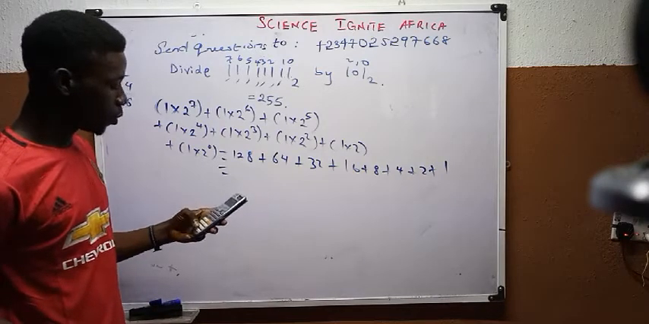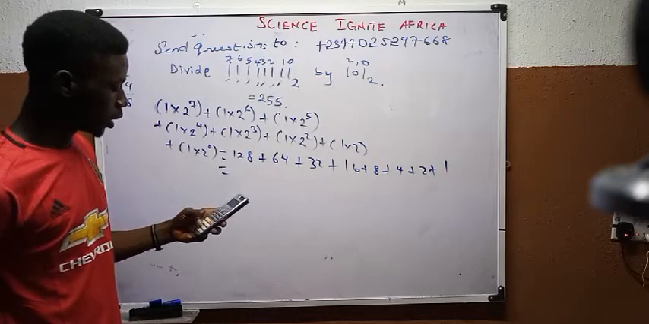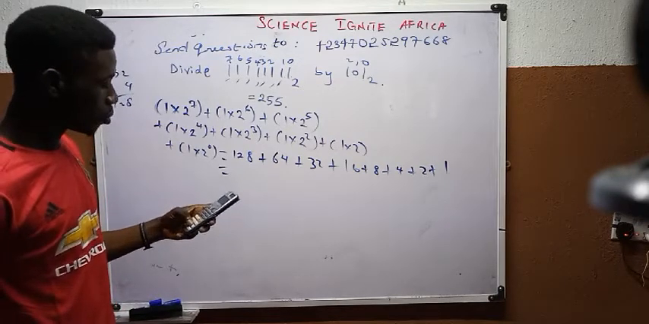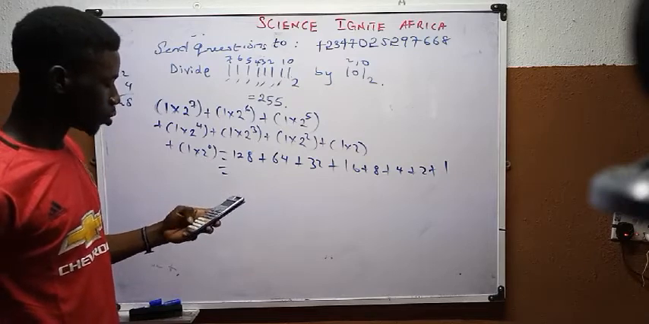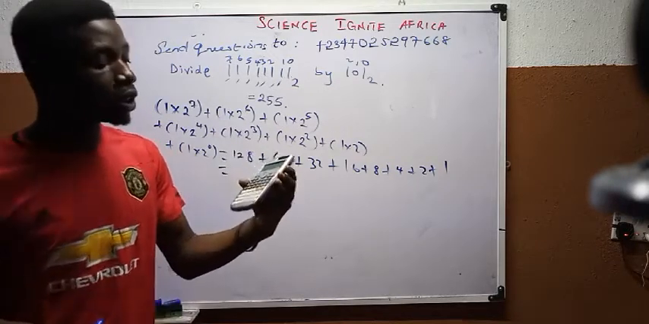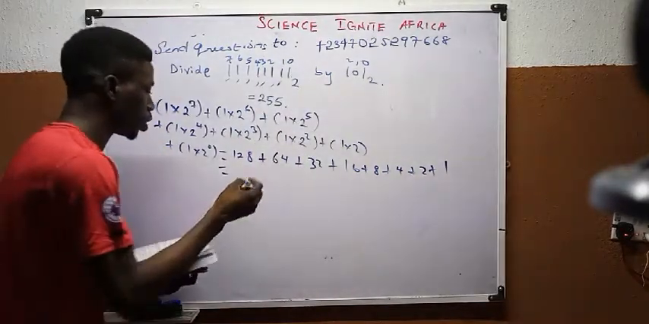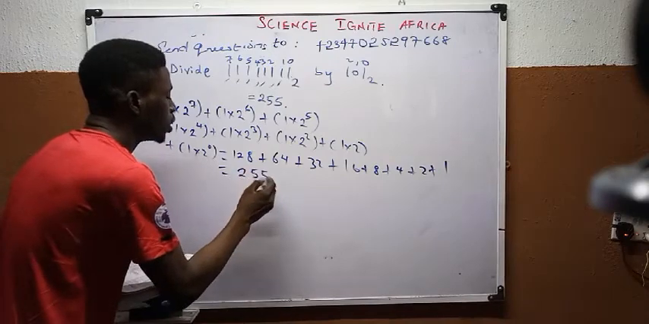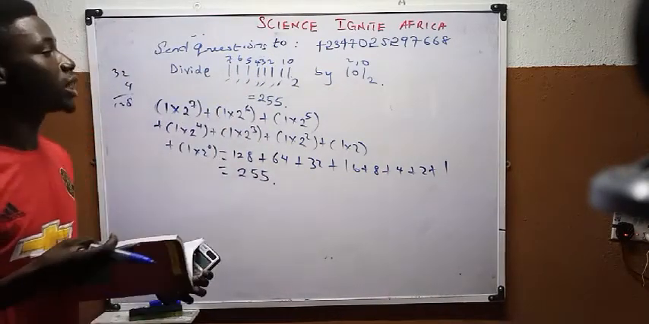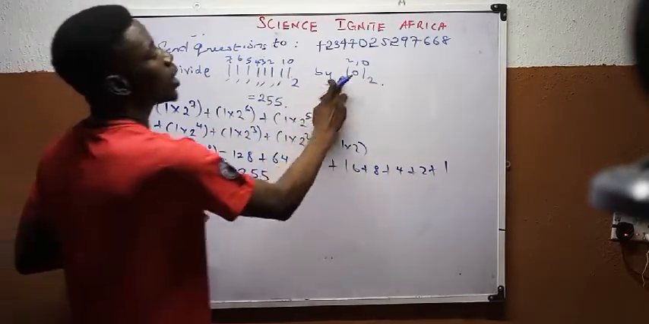128 plus 64 plus 32 plus 16 plus 8 plus 4 plus 2 and then plus 1. From the calculator here, it is 255. You can also confirm that on your calculator: 255. As you can see, it is the same thing as what we got now. It will be easier for us to check using this one that is very small. So let's go with the same process again.